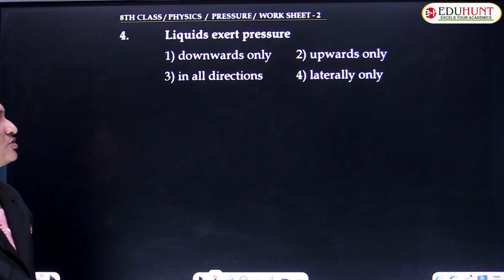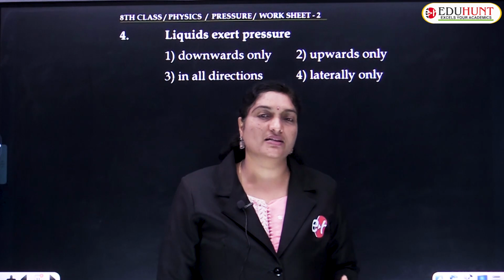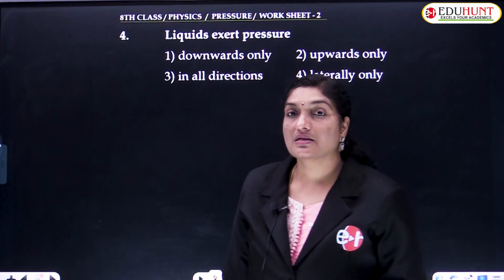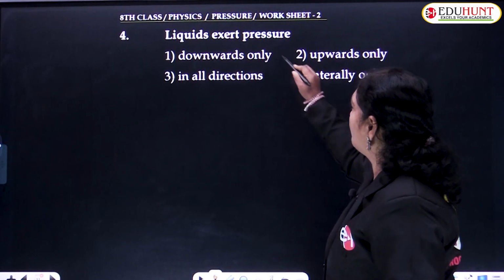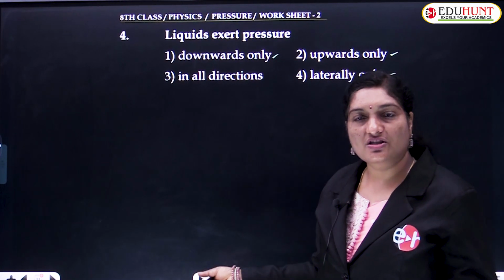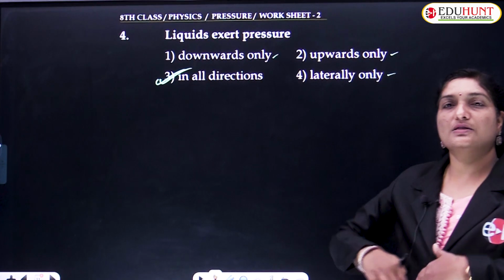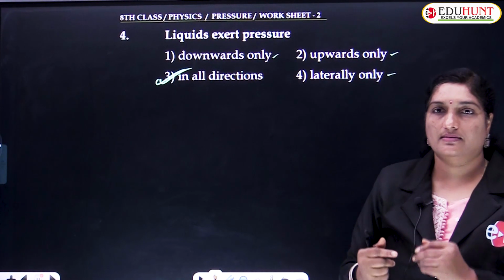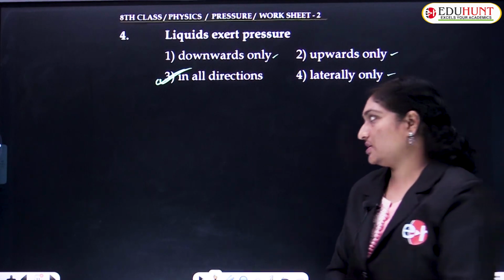Moving ahead with the fourth question. Liquid exerts pressure in which direction, children? At the very beginning of the class we discussed three types of pressure: downward pressure, upward pressure, and lateral pressure. So all directions of pressure are possible, and hence the correct option is that liquid exerts pressure in all directions: downward, upward and sideways.